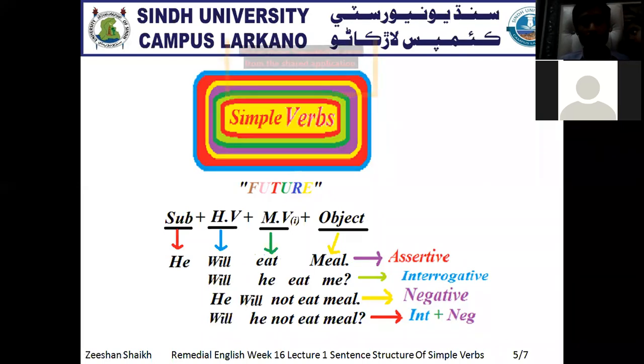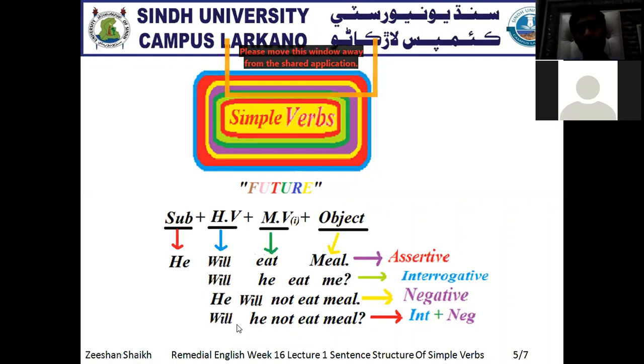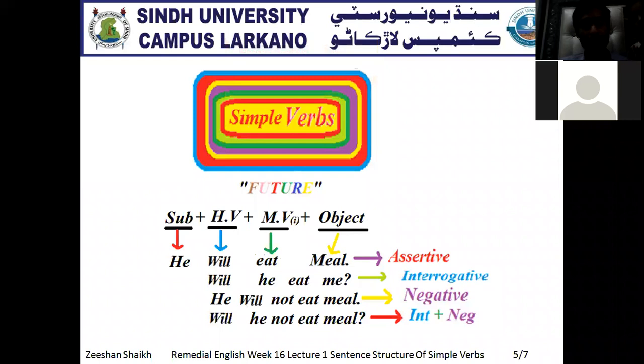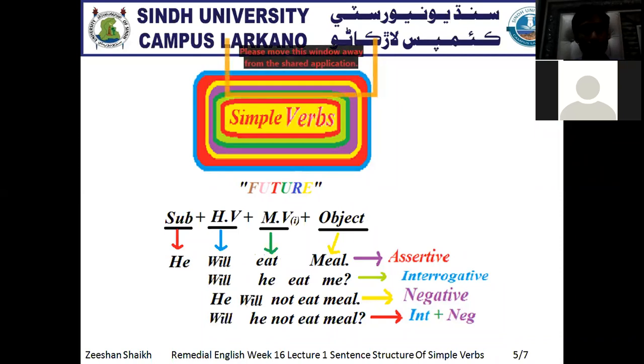Now just come towards the third one, that is your negative: he will not eat meal. Now not always comes after the helping verb, will not. And the fourth one is your interrogative plus negative, which is: will he not eat meal? So what is this? That becomes an interrogative sentence, because will comes first, then subject, then not. So whenever we are trying to make the interrogative plus negative sentence, first we have to give the helping verb, then the subject. After the subject, we have to give the not word, or negative word. Then main verb, then object.